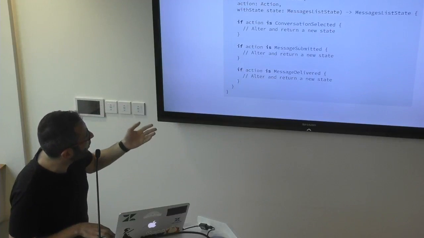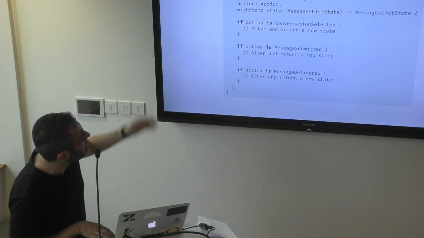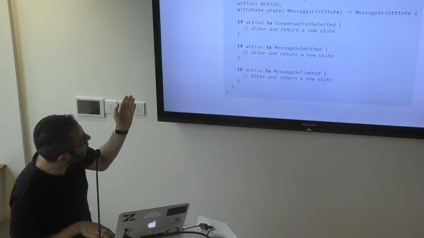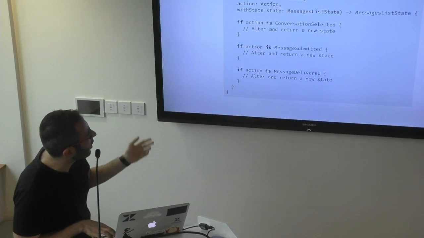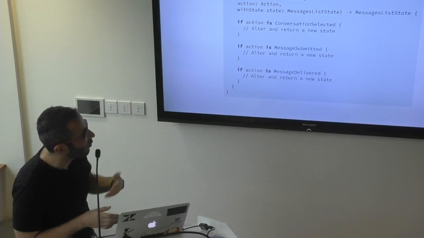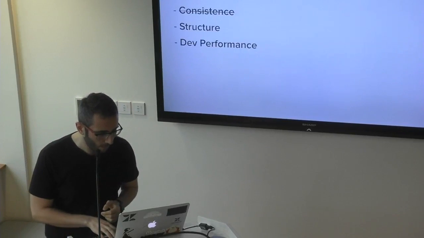So the reducer would be just a glorified pure function that takes an action and state and generates a new state. And we will have some kind of switch here where we switch based on which action, and then we produce a new state based on that.